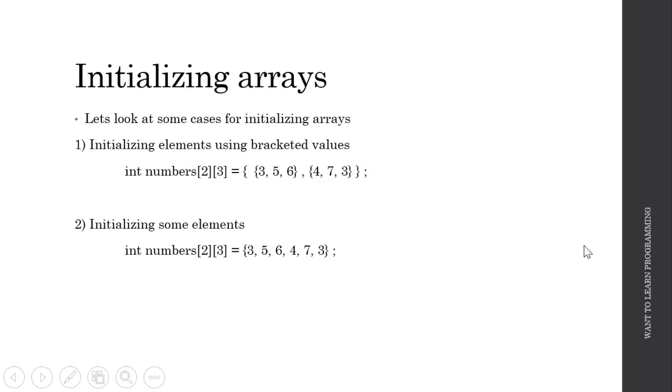We can also initialize single elements by manipulating their values. That is, numbers[1][1] is equal to 10. What this does is it changes the value of the number with row index 1 and column index 1. Let's look at how to manipulate these arrays by looking at a sample program.